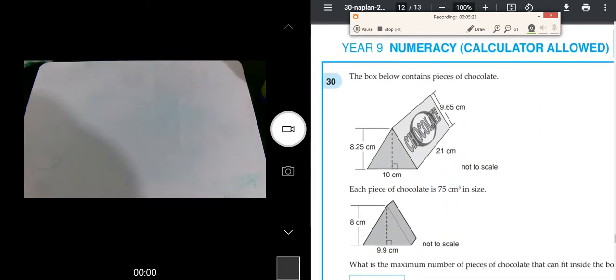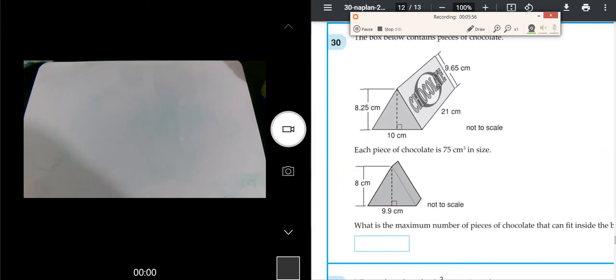Now that we've cleared the whiteboard, we can have a look at the last couple of questions. Question 30. The box below contains pieces of chocolate, 8.25 high, 10 centimeters is our half of the width of the base, 21 centimeter depth, 9.6 centimeter diagonal, and then we've got similarly triangular prism shaped, I'll call it Toblerone chocolate, that is going to fit in the box. And the question is, what is the maximum number of pieces that can fit inside the box?